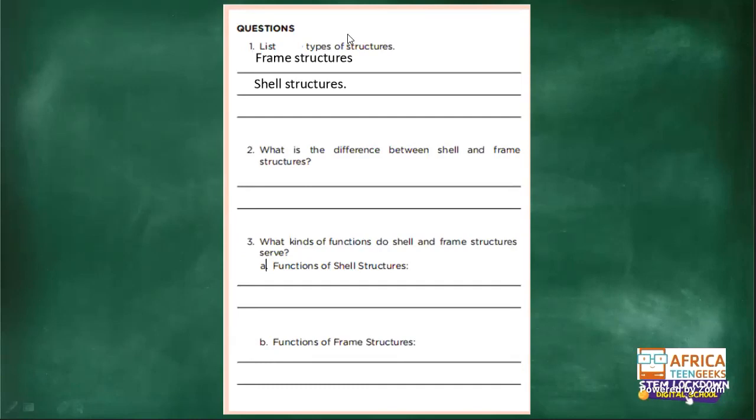Now question 2 and question 3 are almost the same. Question 2 says what is the difference between shell and frame structures, and question 3 says what kind of functions do shell and frame structures serve. Well, question 3 answers question 2. The difference between a shell and a frame structure is in its function. So they have two completely different functions, and that is the difference. Okay. In question 3, we are going to look at the kind of functions.